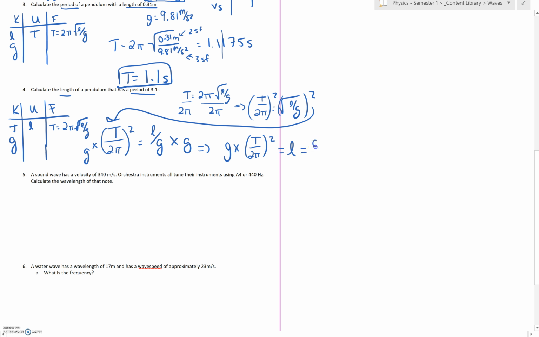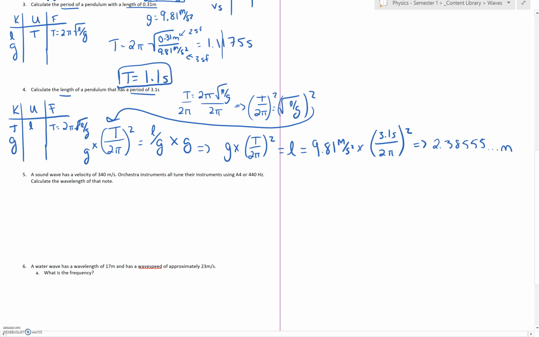So the length is equal to 9.81 meters per second squared multiplied by 3.1 seconds divided by 2 pi, and I have to square that. And that should give you my answer. And so when I plug all the numbers in and I get just the long value, I get 2.38555 and so on and so forth. Don't forget that we had units in the first place. We're asking you to find the length, so the units of this will be meters.